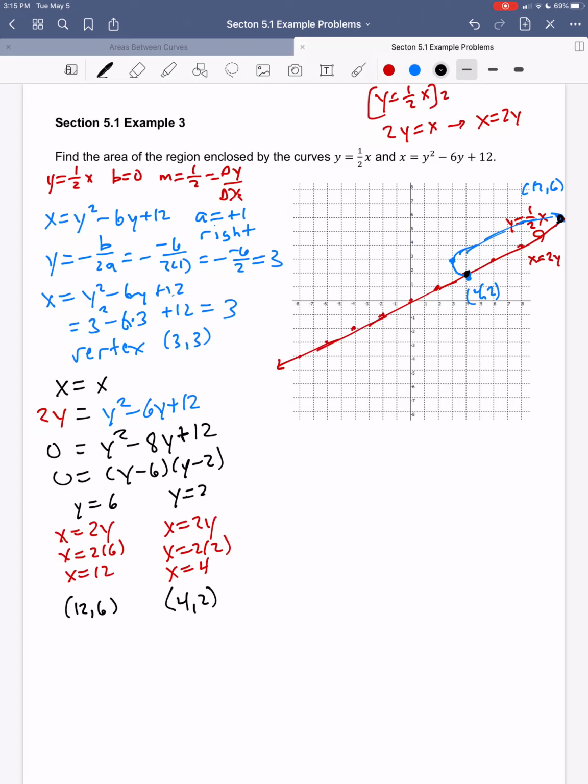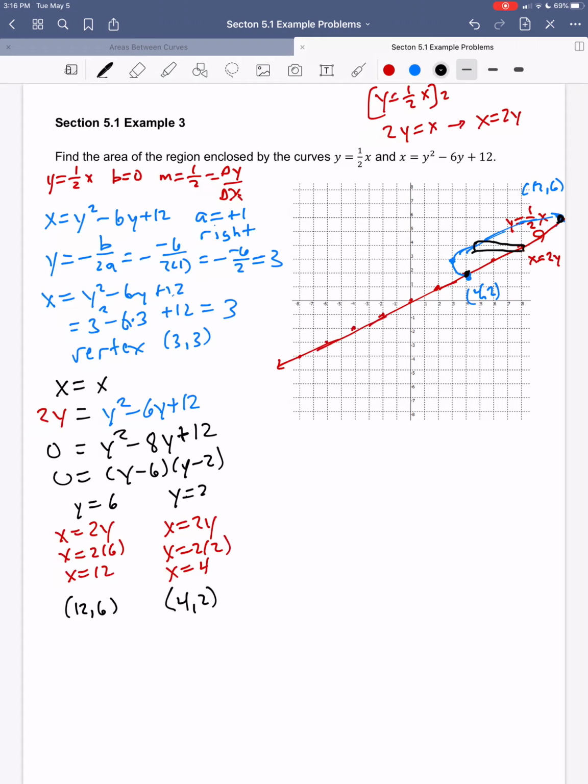The problem is, if I'm going to try to do vertical rectangles here, it would be okay on this part. I'd be going from the red graph to the blue graph, but this little business here, if I try to draw a rectangle there, it's going from the blue graph to the blue graph. It's going from the parabola to the parabola. And that's not okay for my limits of integration. So I'm going to want to set my rectangles here so they're going horizontally instead of vertically.